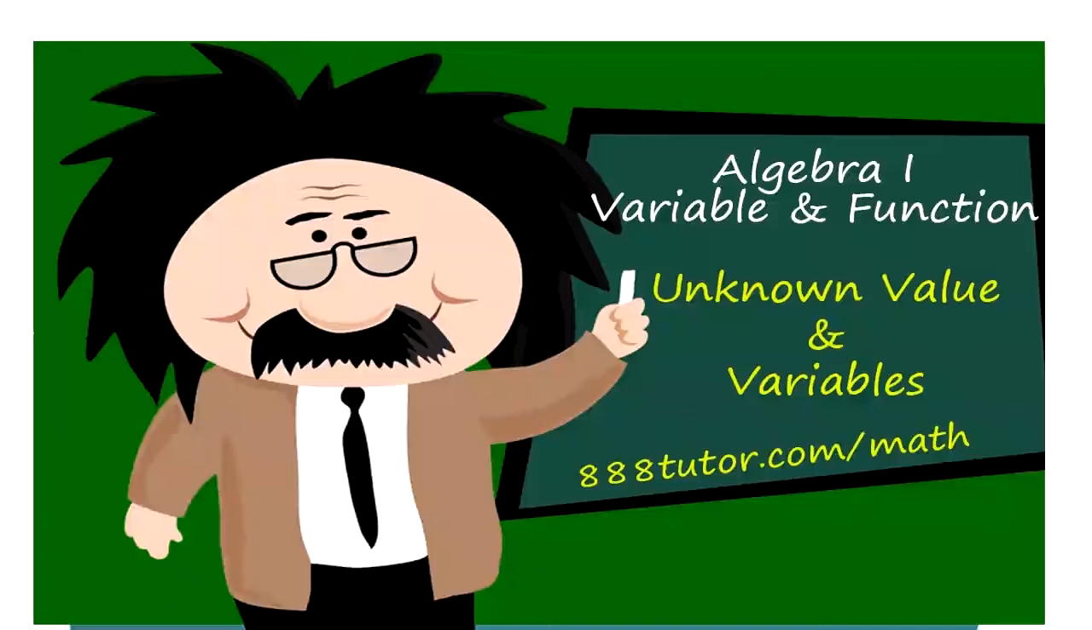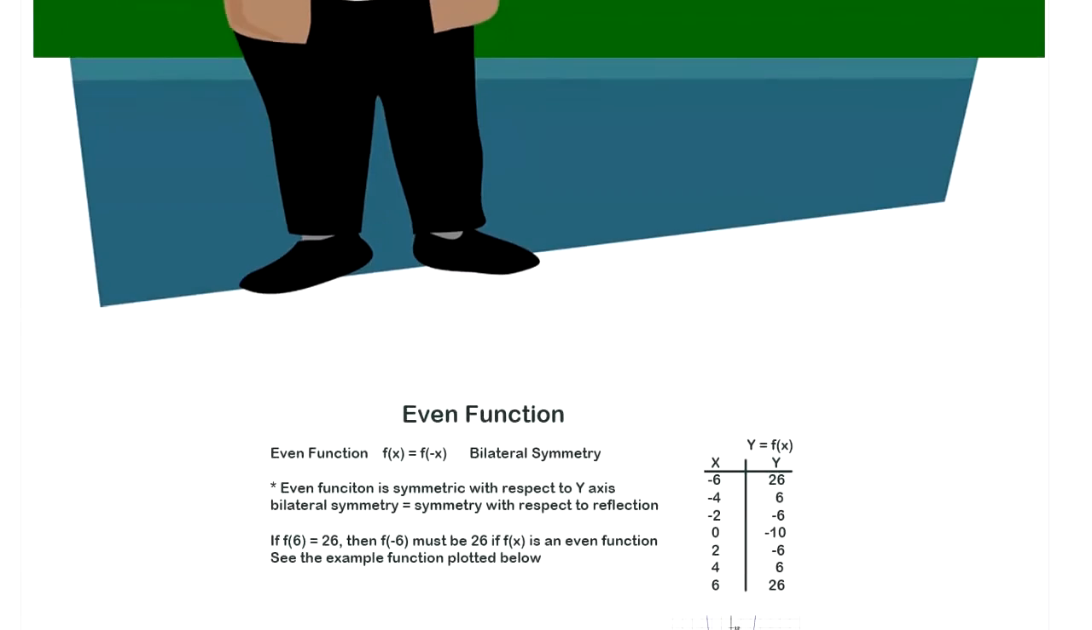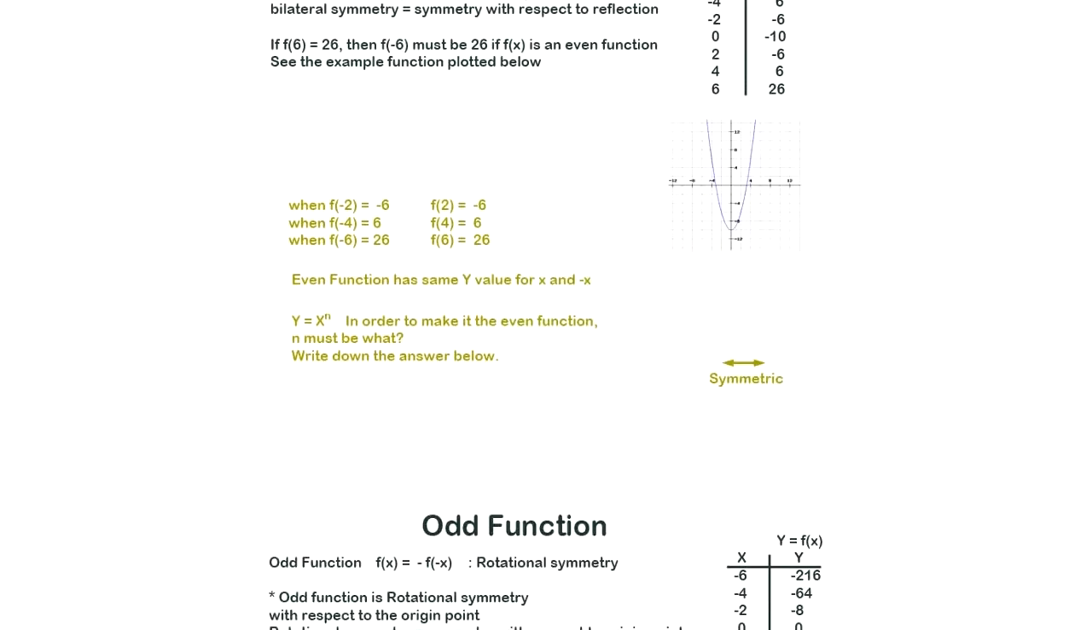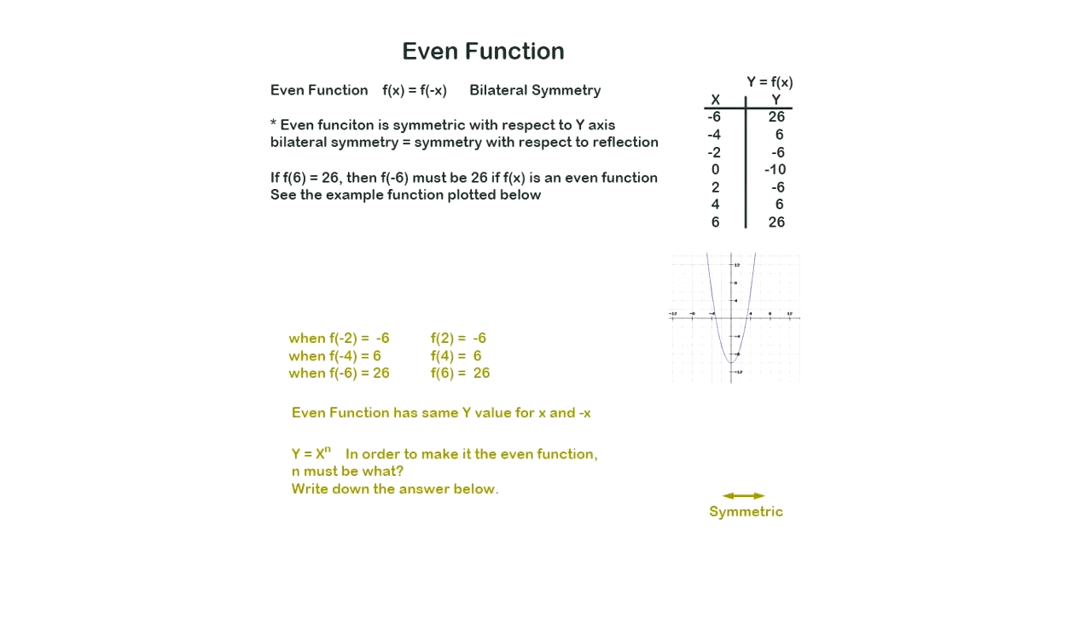Algebra 1, variables and functions, unknown value and variables. Okay, we learn about variable and the function. An unknown value becomes a variable when there are two unknown values and it shows the relationship. So that creates a function. So here we learn about what kind of types of function we have.